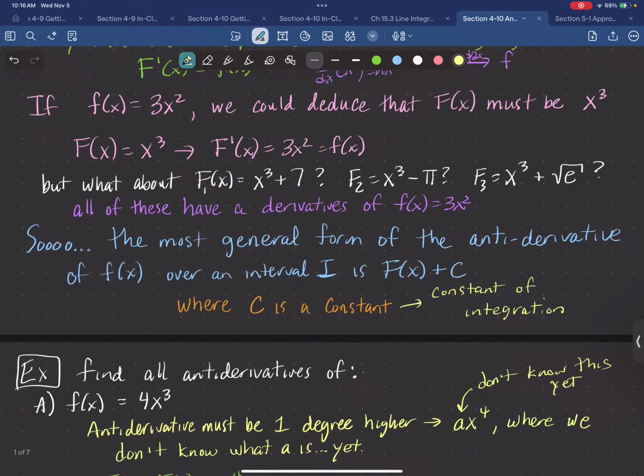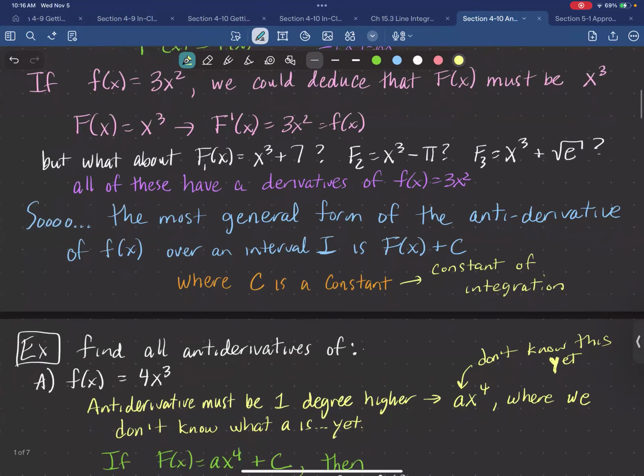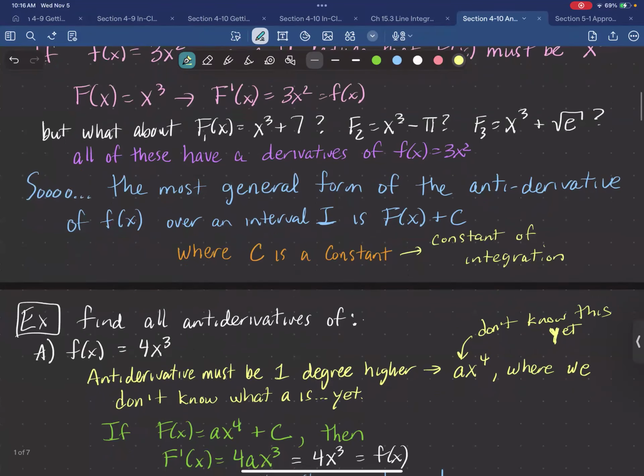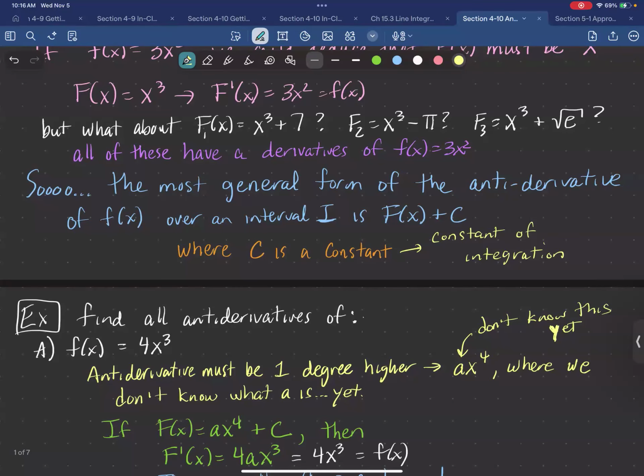We don't know what a is yet. All right, so I'm going to do ax to the 4th plus c. And what we can do at this point is take the derivative. If I take the derivative of this right here, I get 4ax cubed. And now at this point, I want to match up my coefficients. I've got to match up my 4 with my 4a.